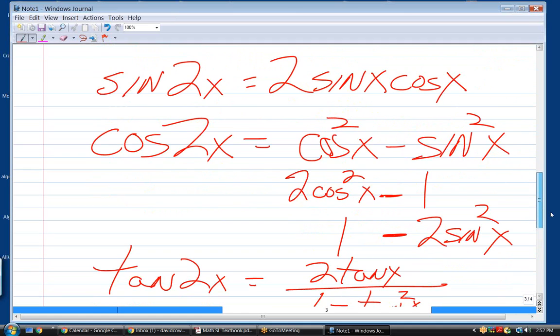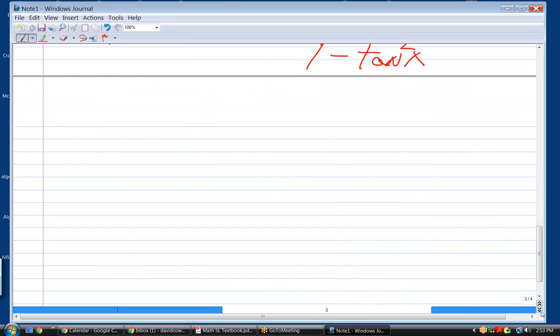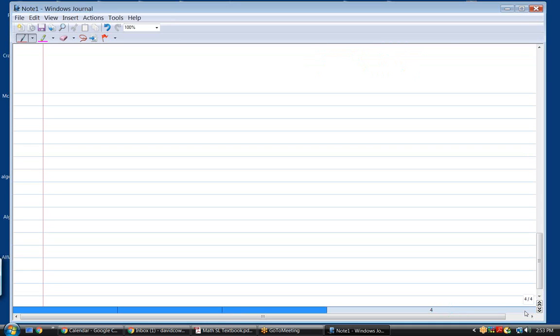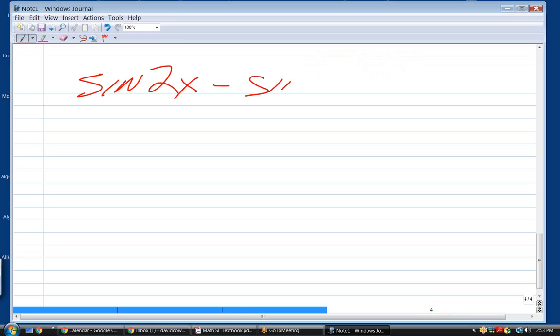And we could have done the same thing with sine and cosine, I suppose. But it's just easier to memorize these as they are rather than figure out what the sine of x plus x is and reduce it. Okay. All right. One problem is sine 2x minus sine x equals 0.